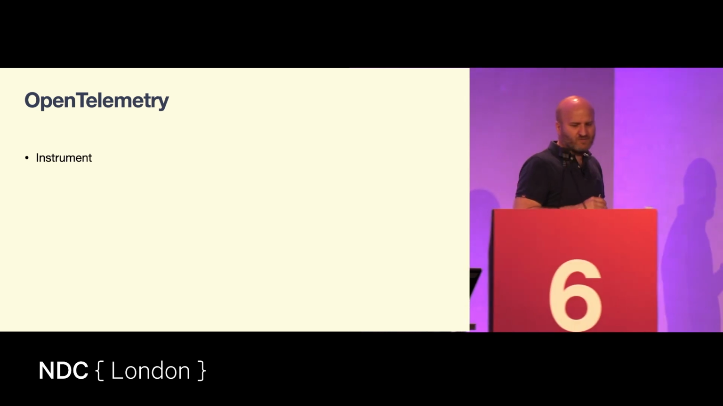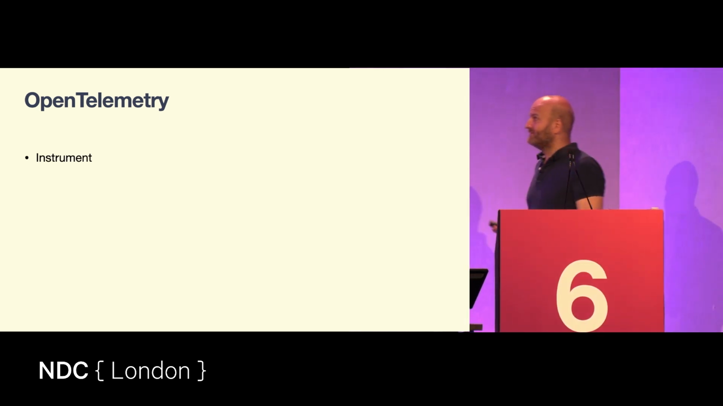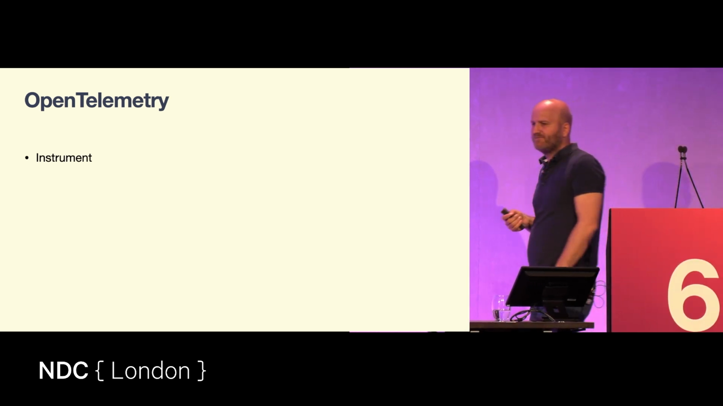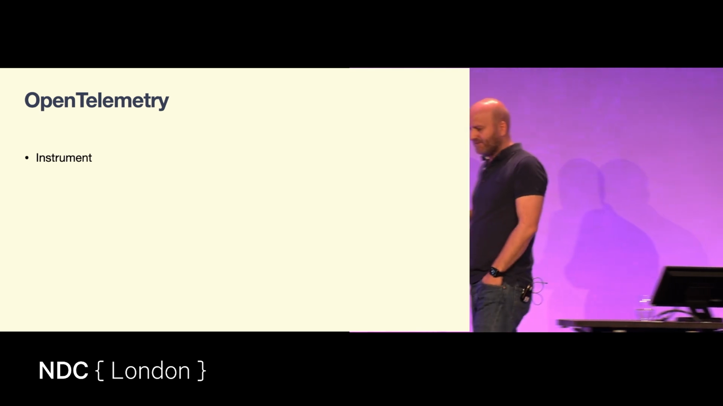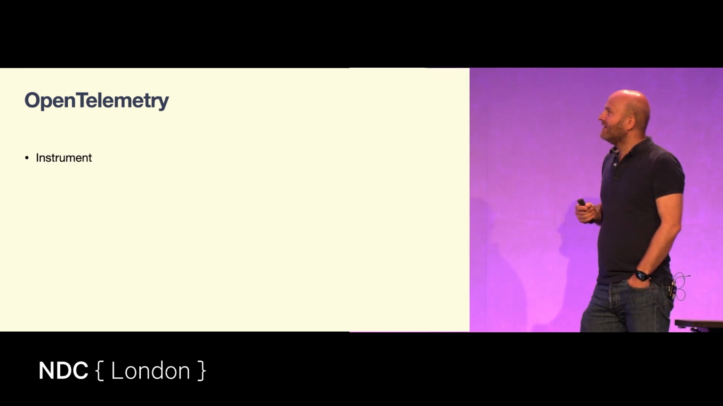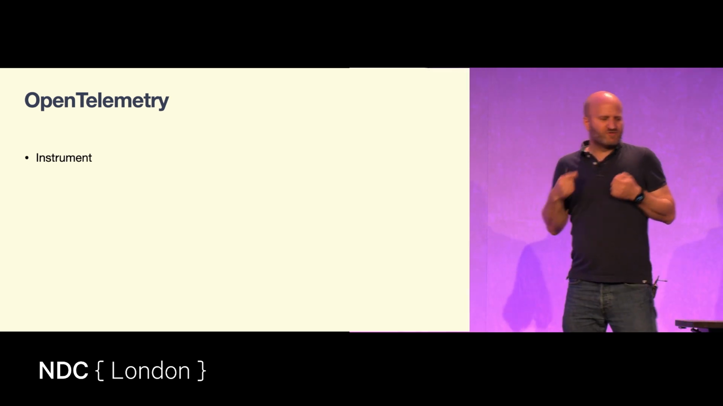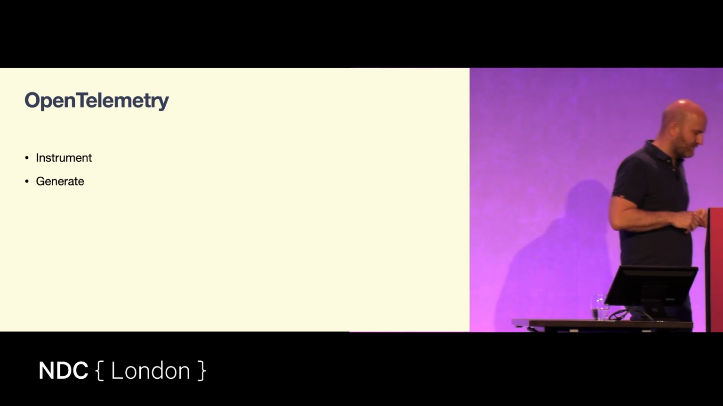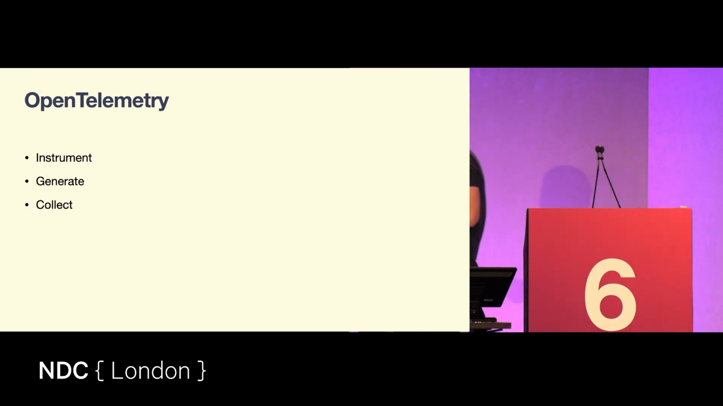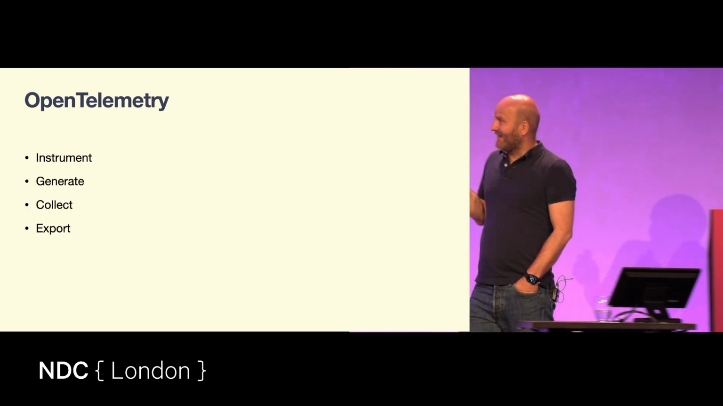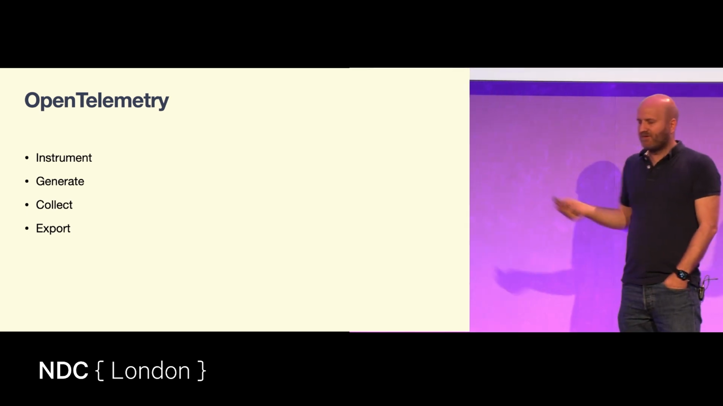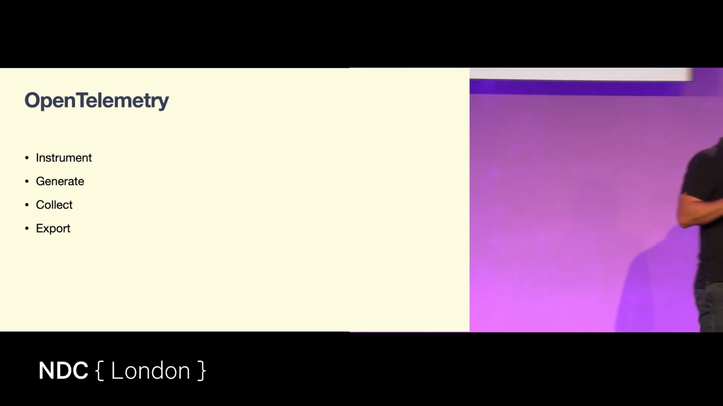So when we talk about OpenTelemetry and observability in general, there are a couple of terms that are important. So first, we want to instrument our API. And that means we want to hook into events and so on in our system and produce data. And that data we want to collect and export. And these are important terms. We will pick them up over the course of this talk and talk again about them.